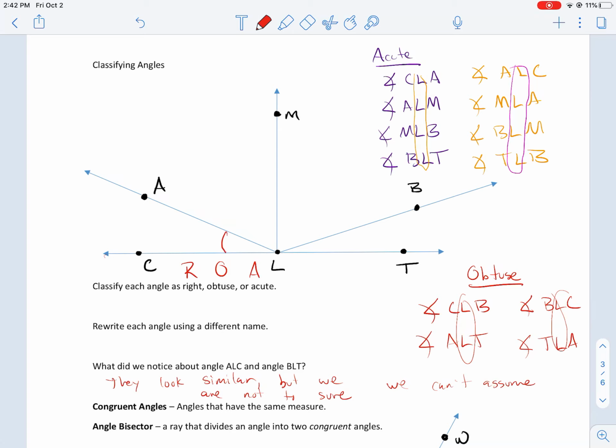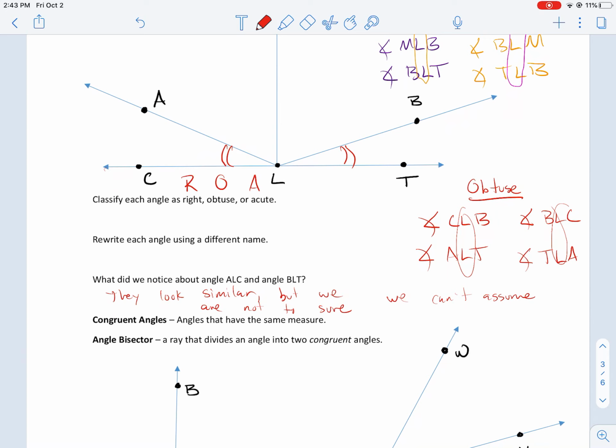These two look like they might be the same measure, but we can't assume that unless that information is given to us or proven. So, that being said, let's just pretend for this particular part of the lesson that I did write those two in there. So I said given angle ALC is equal to BLT. When you have two angles that have the same measure, what you have here is what we call congruent angles. Any angles that have the same measure are called congruent angles.